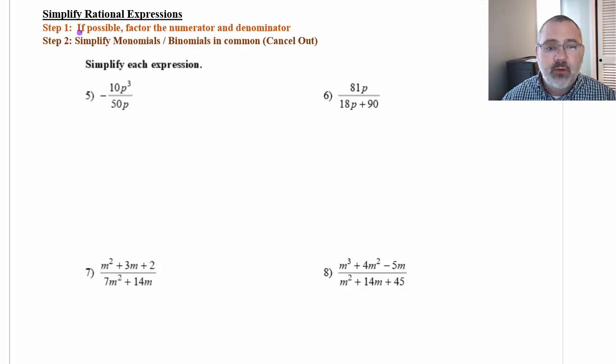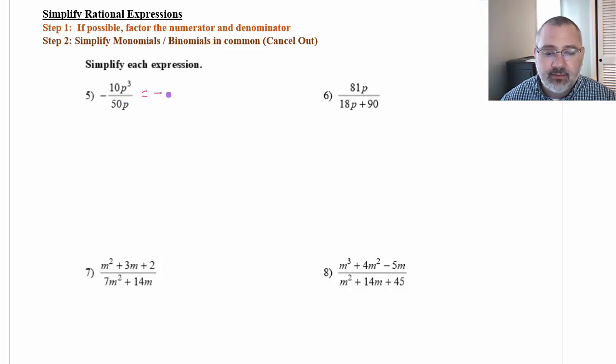Whenever possible, we want to factor numerators and denominators, and then after we factor, simplify monomials, and then simplify binomials that are in common, which means you'll cancel them out. So here we have a monomial over a monomial. So what we can do is break this apart.